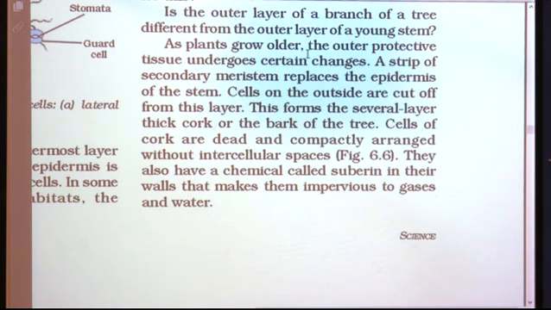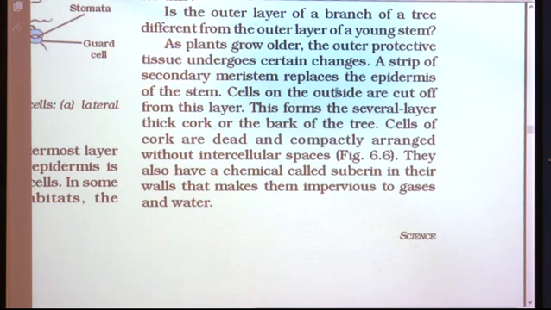As plants grow older, the outer protective tissue undergoes certain changes. A strip of secondary meristem replaces the epidermis on the stem. So, in the young stem there are meristematic tissues, but once they grow fully, these meristematic tissues get replaced by epidermis of the cell. So, in the branches of big trees we find epidermal cells, whereas in the young stem we find meristematic cells.